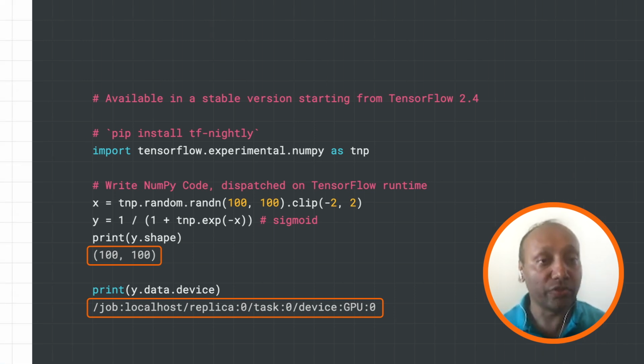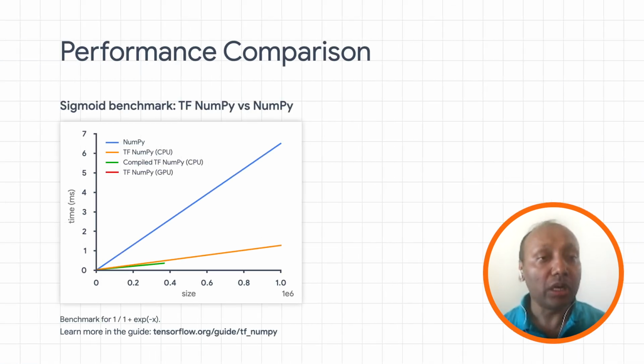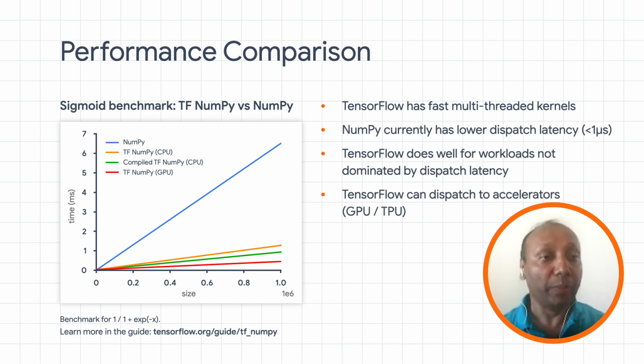Does it run your code faster? We did a simple benchmark for this toy problem of sigmoid computation. The graph here shows input size on the x-axis, and on the y-axis the time taken to compute sigmoid on an input of that size. The blue line is the time taken by NumPy itself. The orange line is TensorFlow NumPy running on CPUs, while the red line is TensorFlow NumPy dispatched onto GPUs. The green line is with some compiler optimization on CPU. We'll go into the compiler later in the talk.